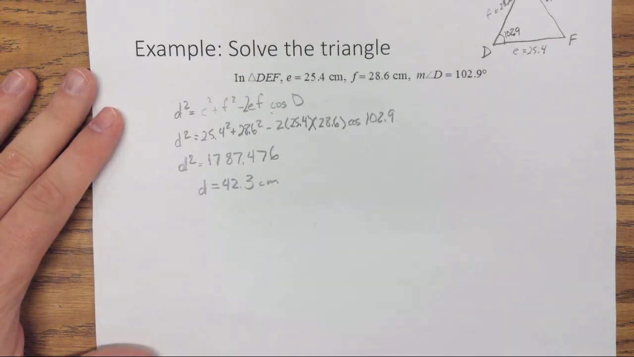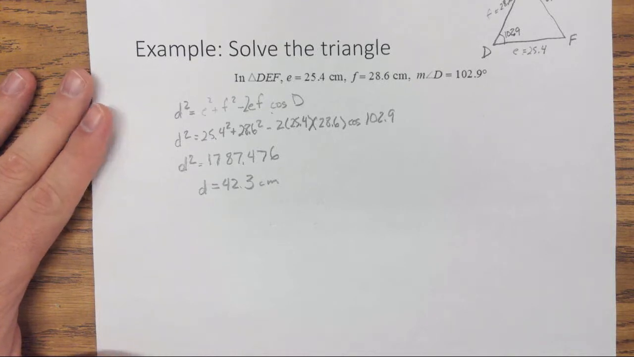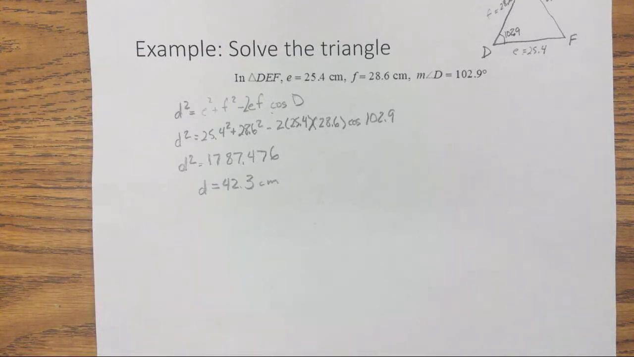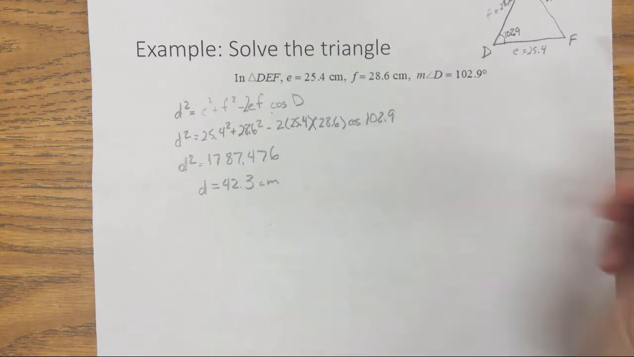Now what? What do you think? Think about it there for a second. What do we need to know, and what could we do to make our lives a little bit easier here? Got all three sides. What else do I need to solve for? I need to solve for E, and I need to solve for F.